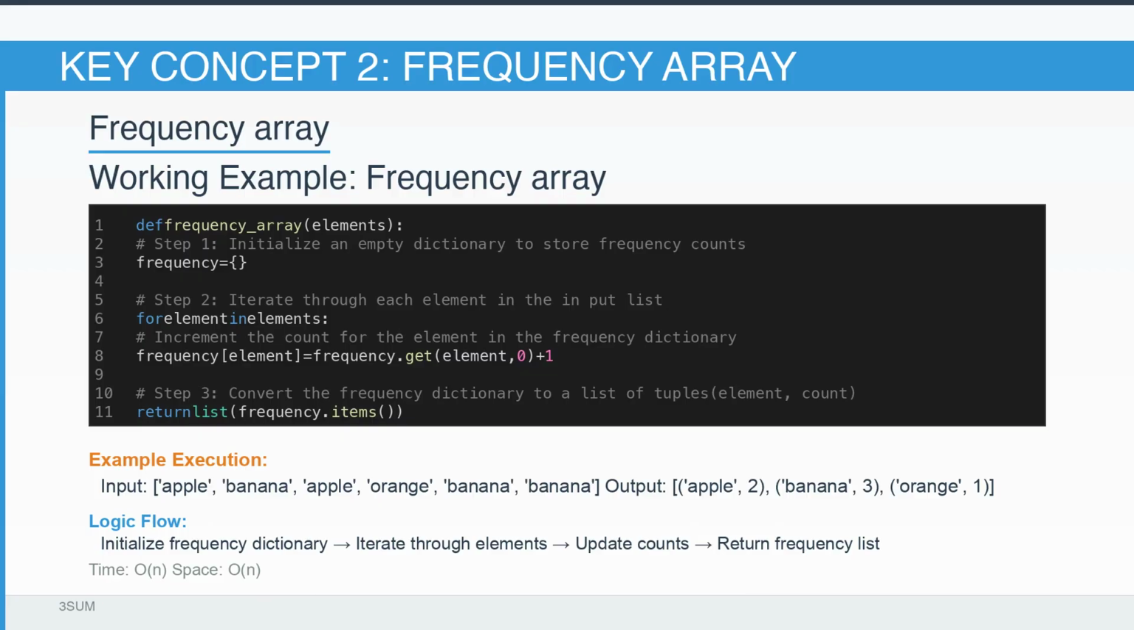Then we add 1 to this count and store it back in the dictionary. Finally, once we've counted all the elements, we convert our dictionary into a list of tuples. Each tuple contains the element and its corresponding count. This makes it easy to see the frequency of each item, which is important for problems like three-sum, where we need to analyze how many times each number shows up.